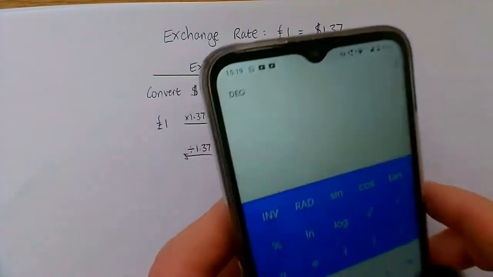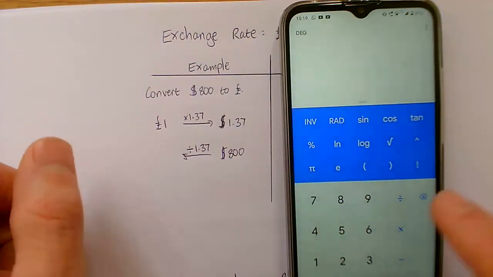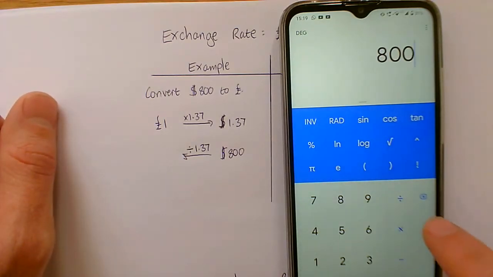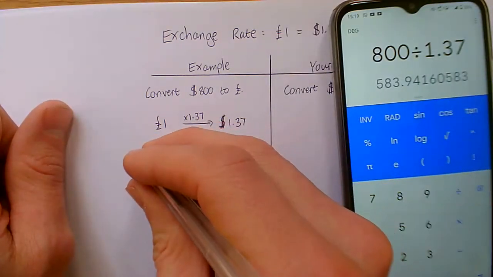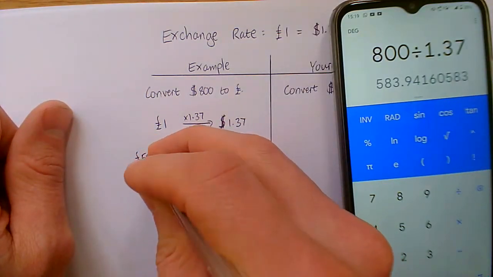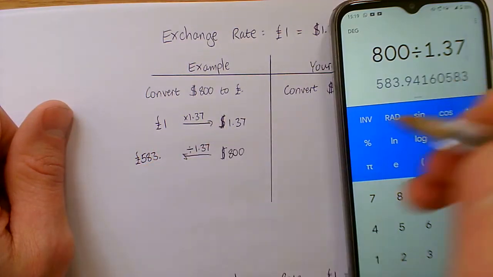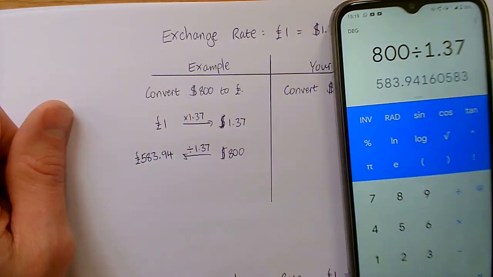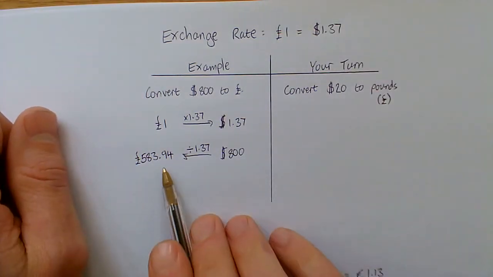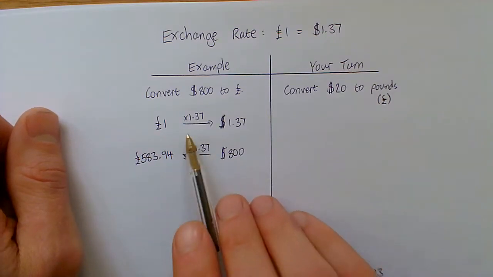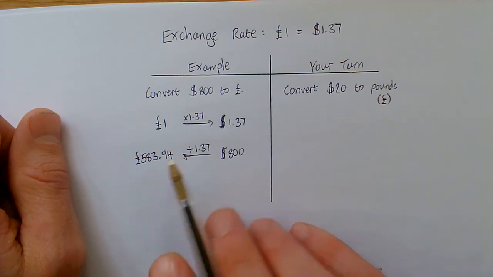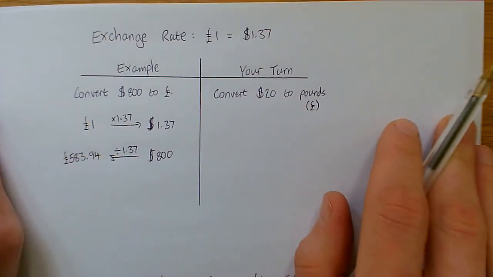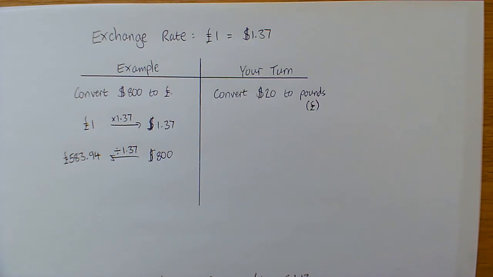So getting my calculator out, we have 800 divided by 1.37. So that gives me 583.94. I'm only keeping 2 decimal places because we're talking about money. And there is my new converted amount. So here, because we're working backwards, from dollars to pounds, we need to divide instead of times. So have a go at your turn, pause the video, have a go, and I will run through that in just a moment.